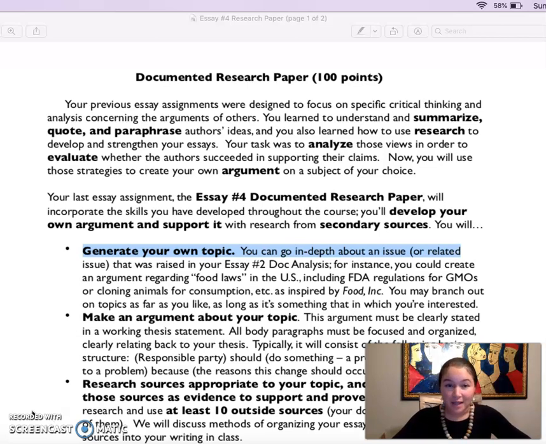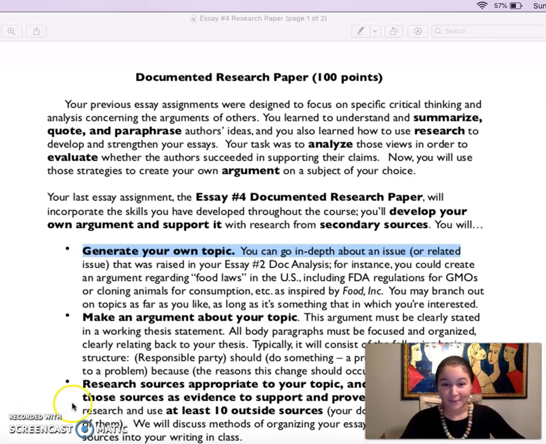So you've analyzed, you've evaluated. Now you are going to form your own argument using everything that you have practiced thus far with other people's arguments. This is your essay for. So you're going to incorporate all those skills. You will develop your own argument and support it with research from secondary sources. So that's the research that you've been doing to put together your annotated bib in essay 3.